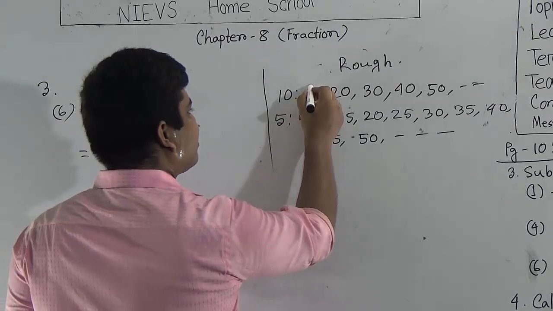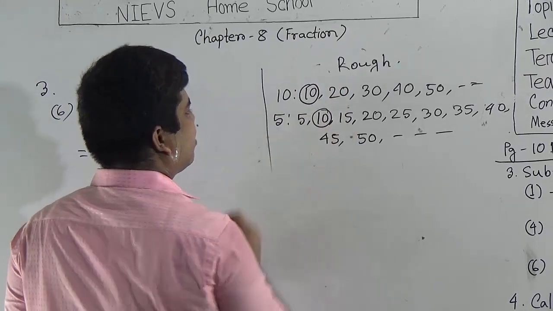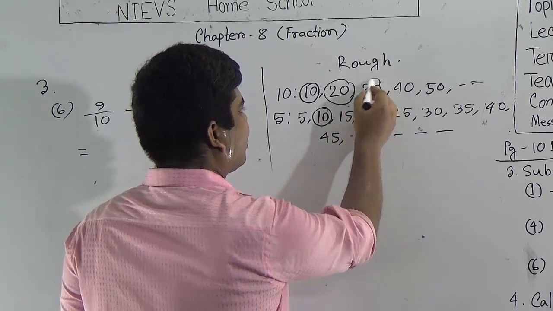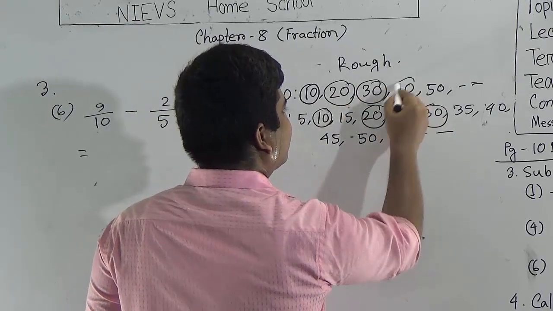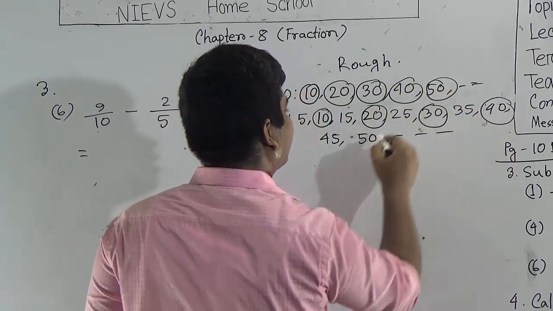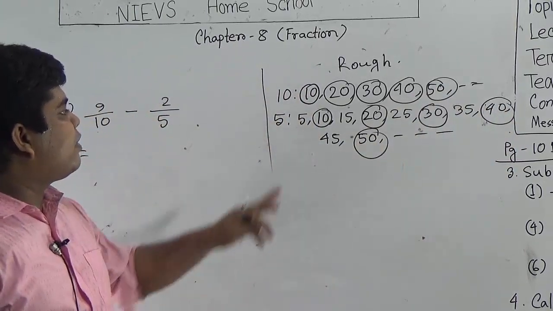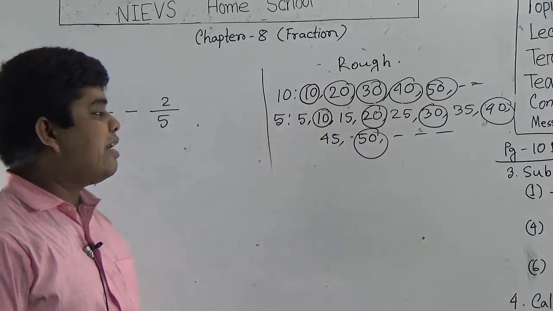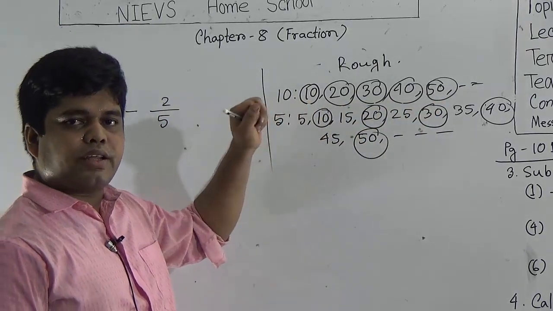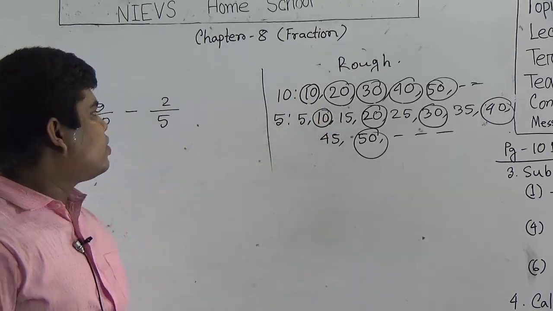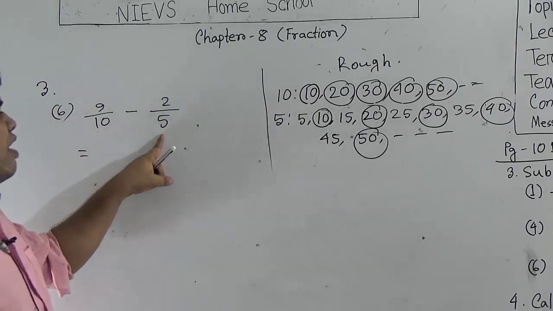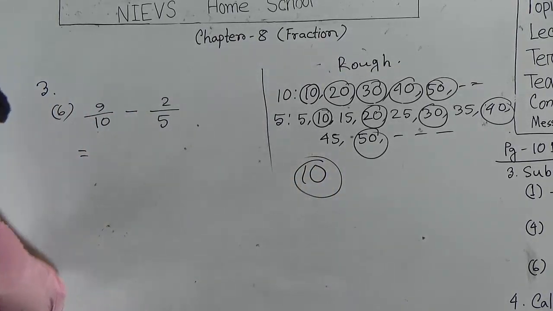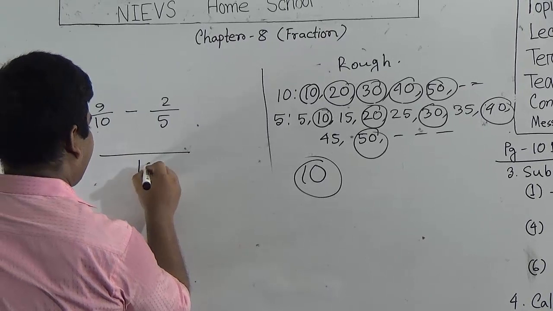Here you notice the common multiples: 10, 20, 30, 40, 50. So the common multiples of 10 and 5 are 10, 20, 30, 40, 50. But here the lowest number is 10. So the LCM of 10 and 5 is 10. So we take LCM 10.